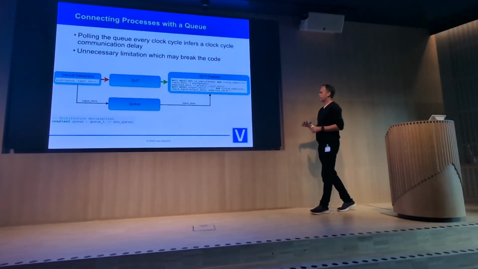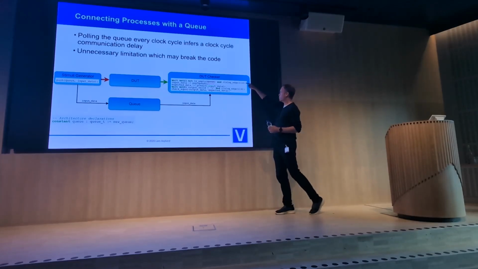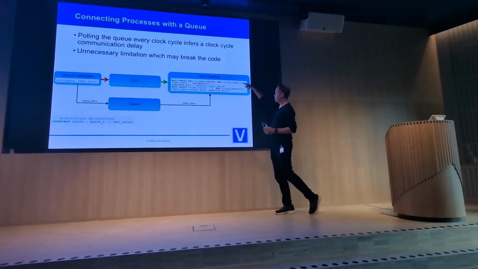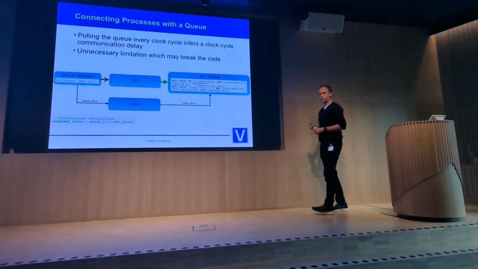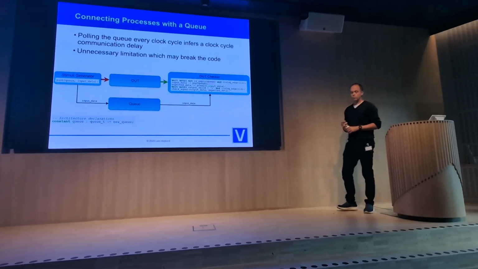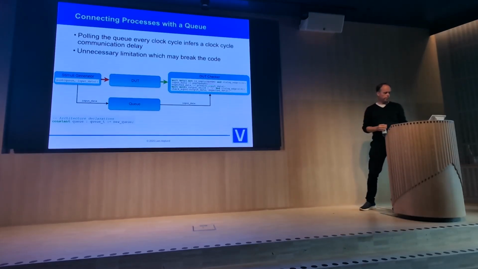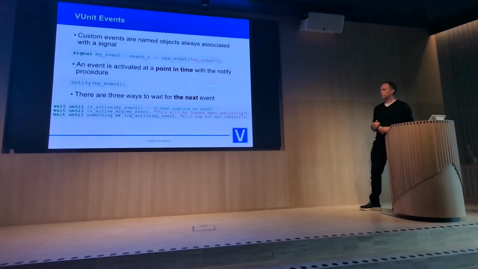A problem here is that I'm polling the queue every clock cycle. So there is an implicit latency of 1 clock cycle in every iteration. And that can be a problem in some test cases. So in order to get rid of that extra clock cycle, we can start using something called VUnit events.